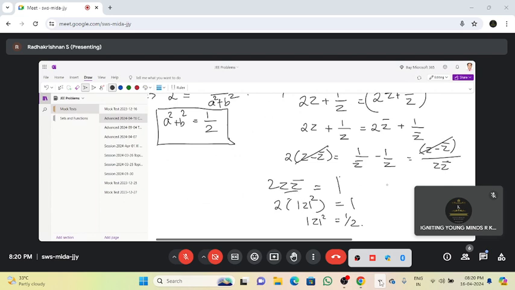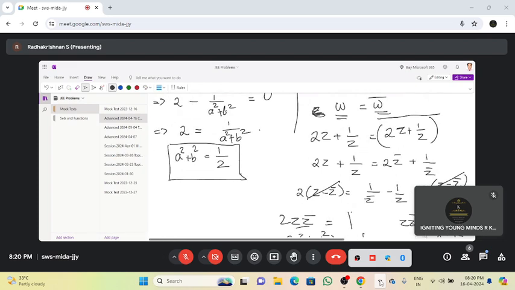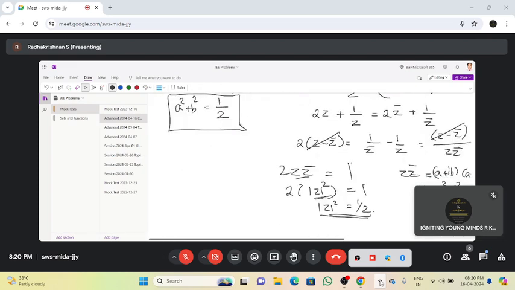How is this coming? We just saw: a plus ib into a minus ib equals a square minus i square b square, which is the same as a square plus b square, which is the same as mod z square. That is what I have substituted. So we can use the property of the conjugate here. This is also another approach, but you can use either approach. The result is the same: mod z square becomes half.